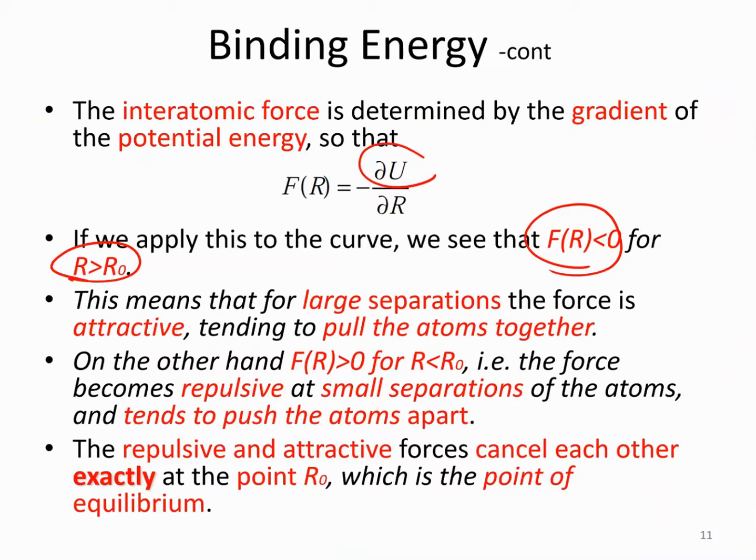On the other hand, for R smaller than R naught, F is larger than 0. When F is larger than 0, it means it's positive, and when the force is positive, one atom will push the other atom. So the force becomes repulsive at small separation and tends to push the atoms apart. The repulsive and attractive forces cancel each other exactly at the point R equals R naught, which is the point of equilibrium.